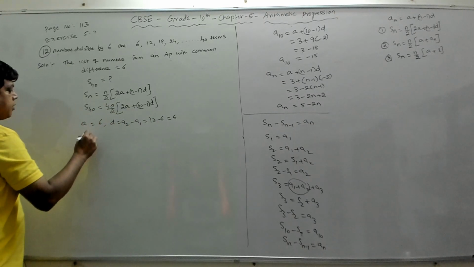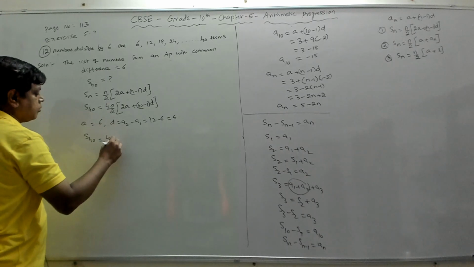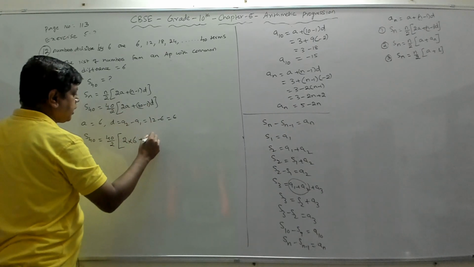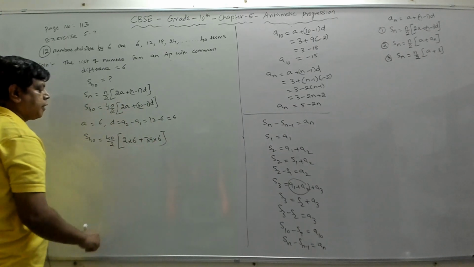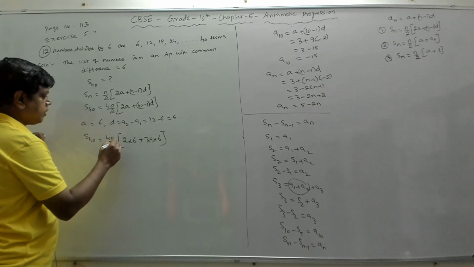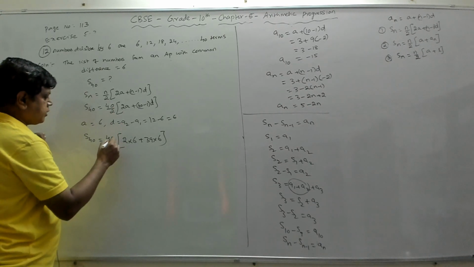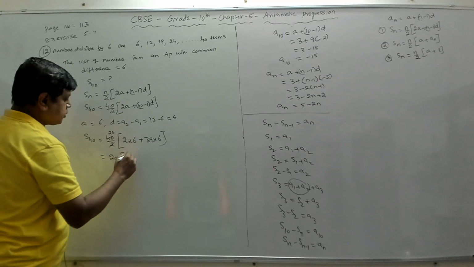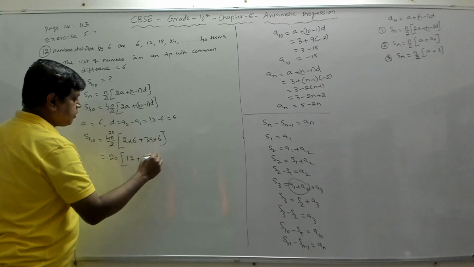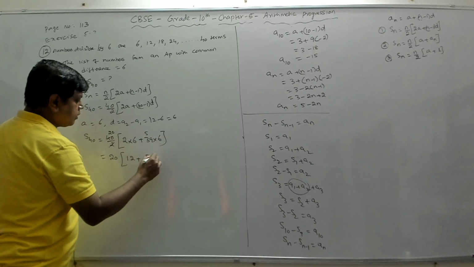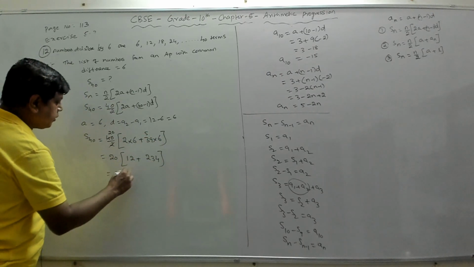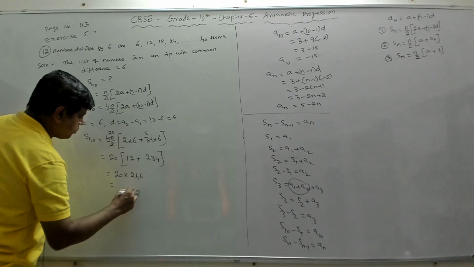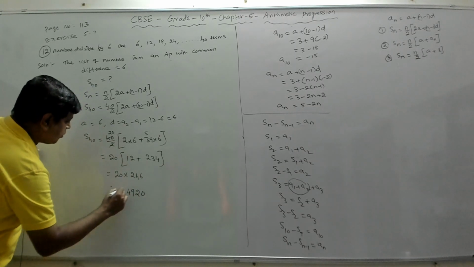Let's substitute here. So S40 becomes 40 by 2, we can also put 20, into 2 into a, which is 6, plus 40 minus 1, which is 39, into d, which is also 6. So if you cancel, you get 20. So you get 20 into 2 sixes are 12 plus 39 into 6, which is 234, so 12 plus 234 is 246. So you get 20 into 246. That becomes 4920. So that is your S40.